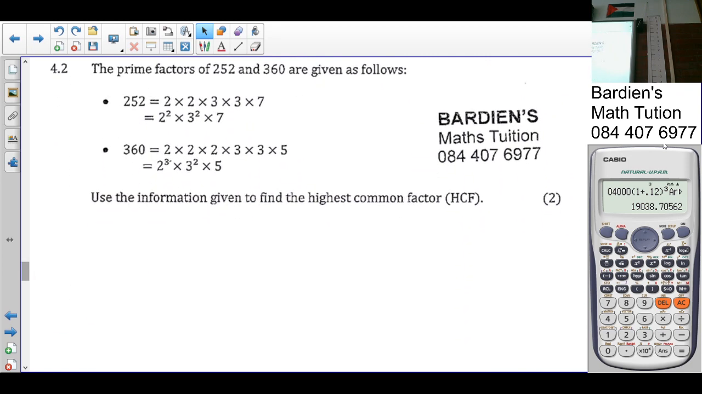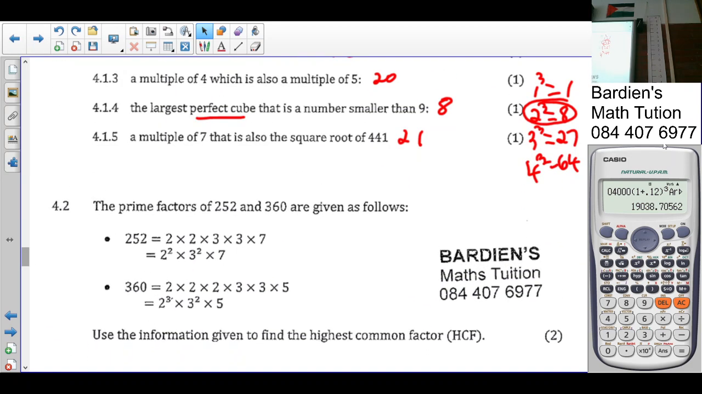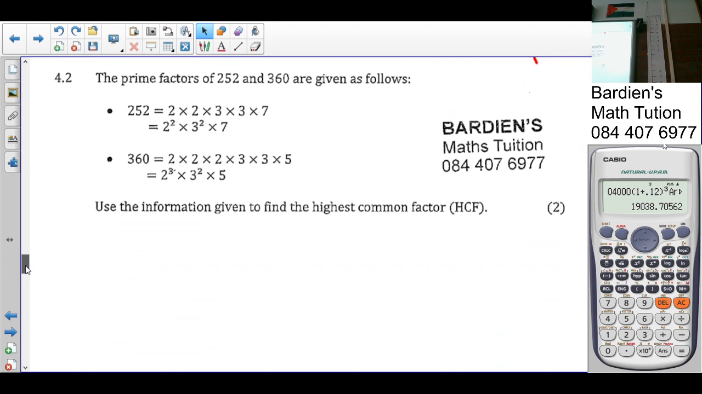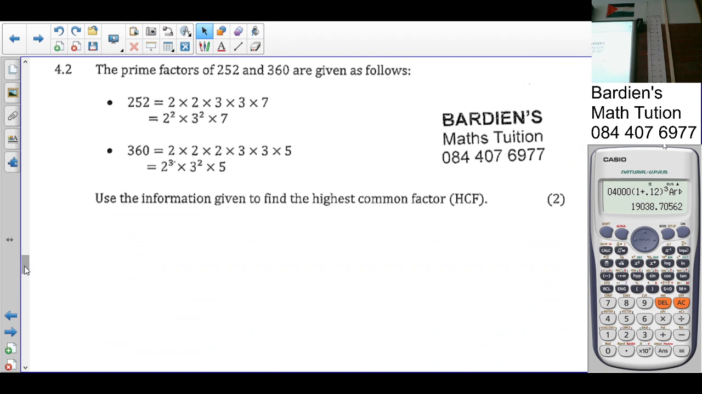Now we're looking at 4.2. The question for 4.2: we are told the prime factors of 252 and 360 are given as follows. These are prime factors, okay? You know how we get this, no? Use the information given to find the highest common factor.